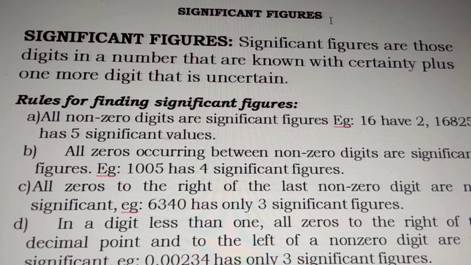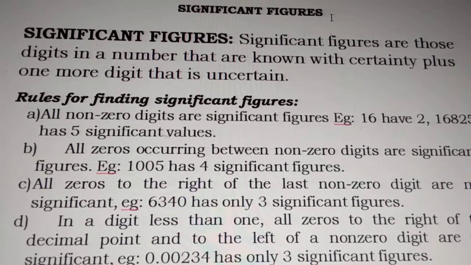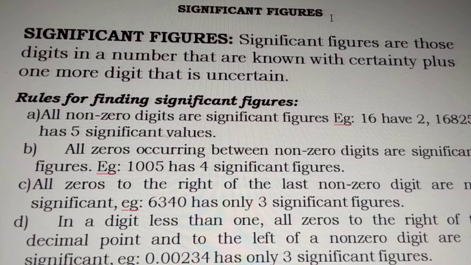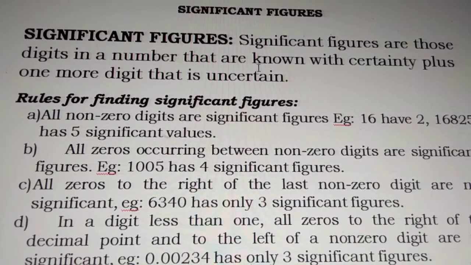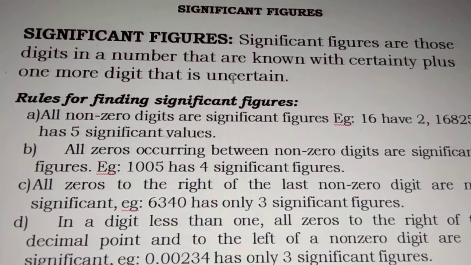So, what is the meaning of significant figures? The significant figures are those digits in a number that are known with certainty, plus one more digit that is uncertain. Some of the digits are uncertain, some of the digits are certain. Certainty plus one more digit that is uncertain. So, how to find the significant figures? Rules to find the significant figures.